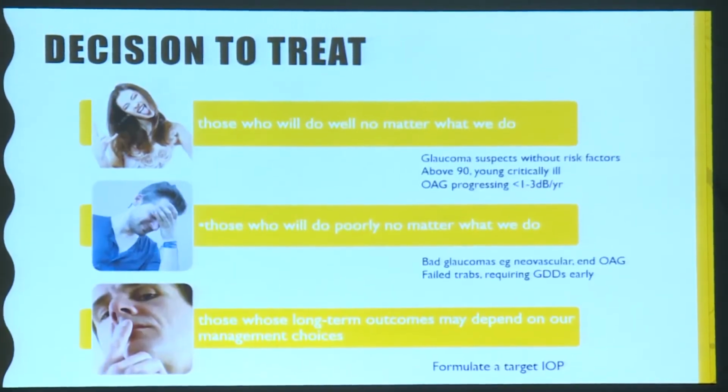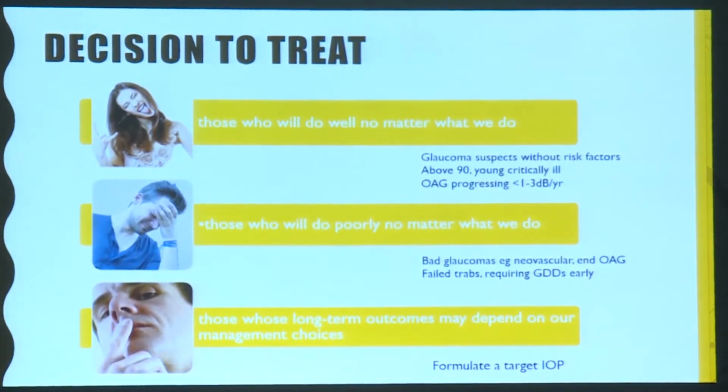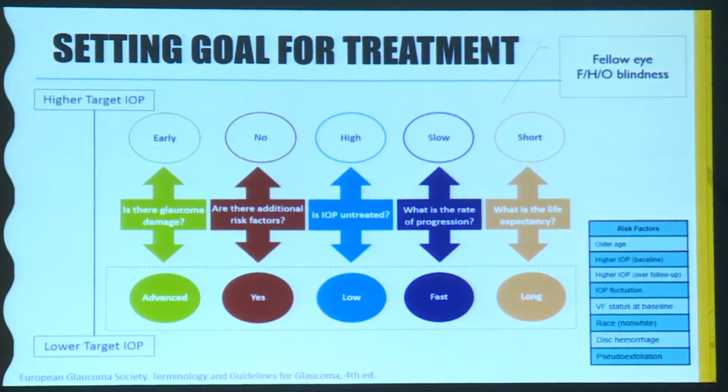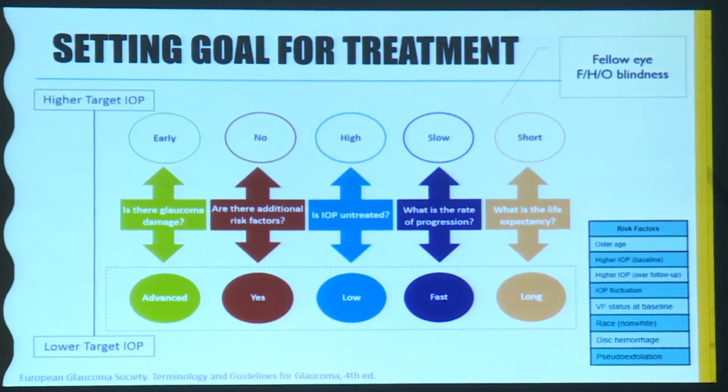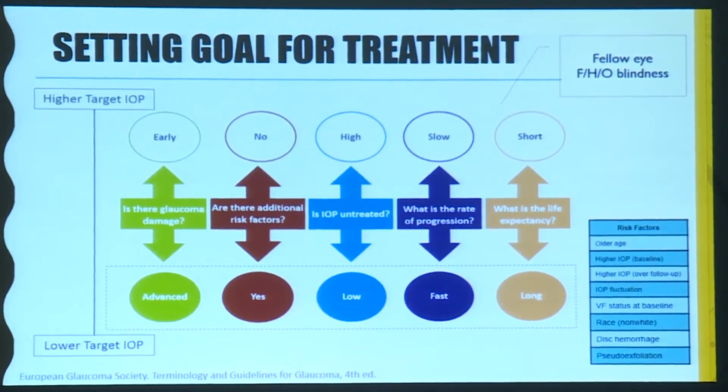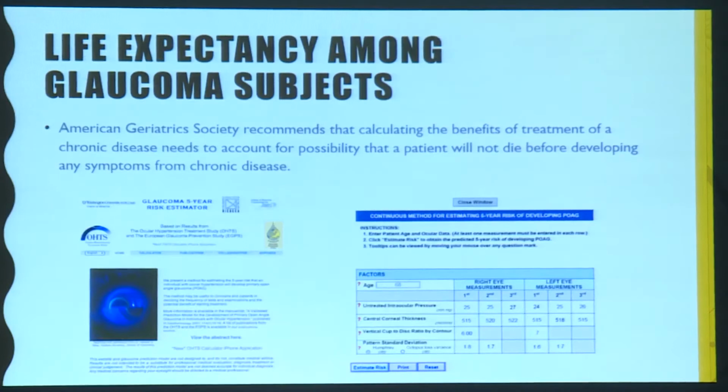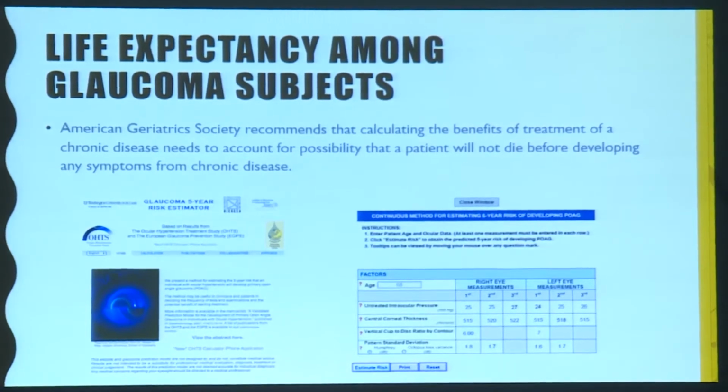Okay, so according to me, there are 3 categories of glaucoma patients: those who will do well no matter what, those who will do poorly no matter what. But the biggest challenge is identifying the category of patients whose long-term outcomes may depend on your management choices. So make sure that you formulate a target IOP very carefully in these patients. You might have to have a lower target IOP in patients who present to you with advanced glaucoma with high risk factors, where untreated IOP is low to begin with, patients who are fast progressors, and also patients who have long life expectancy. So this is something very interesting that came about.